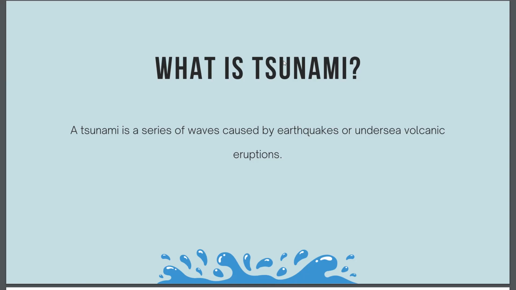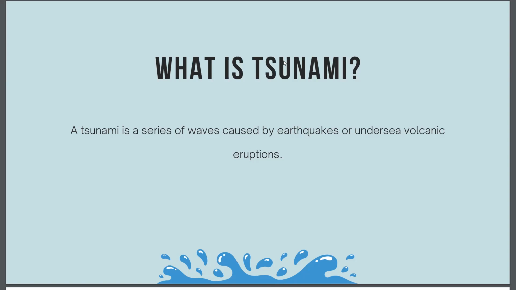Ang ibig sabihin, sa paglalim ng karagatan, maliit lamang yung height ng tsunami waves. Pero as long as medyo bumababaw na ito or lumalapit na ito sa coastline, doon unti-unting lumalaki yung height ng tsunami waves.